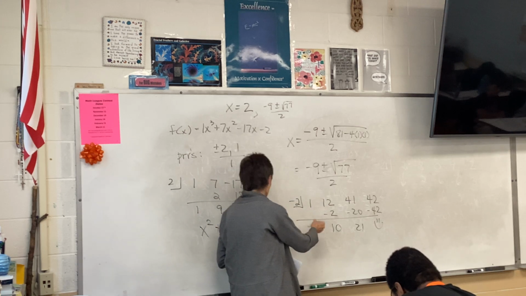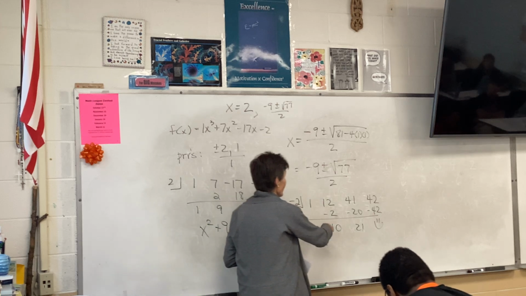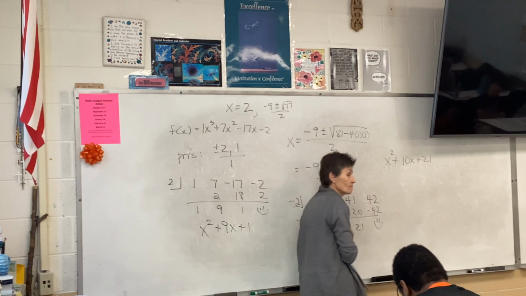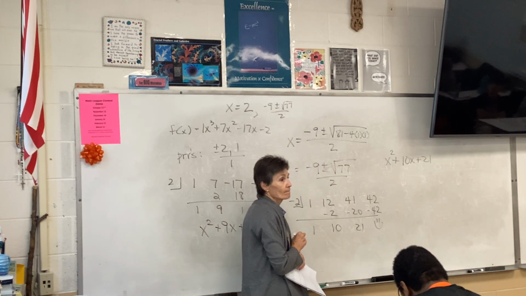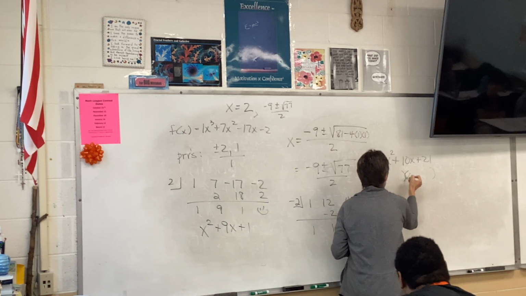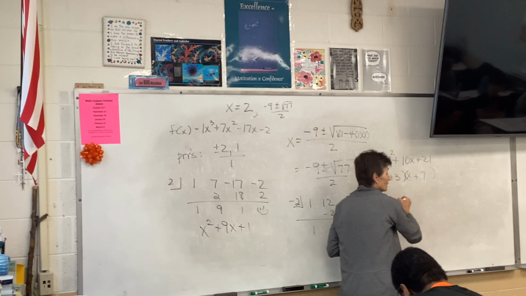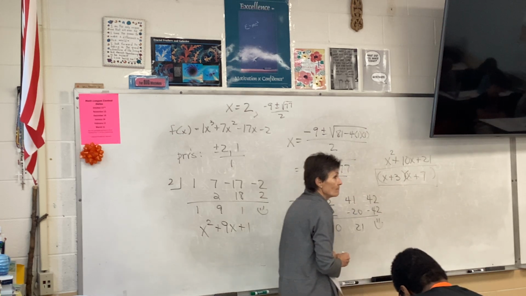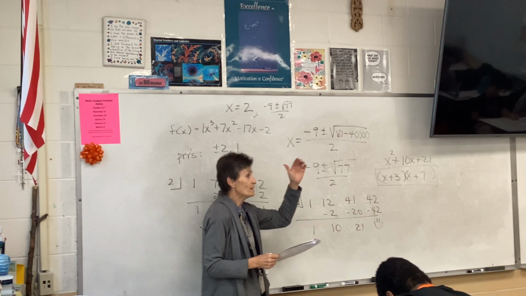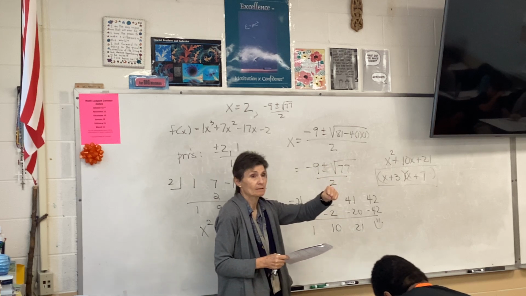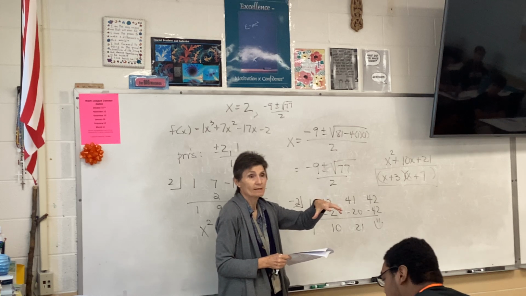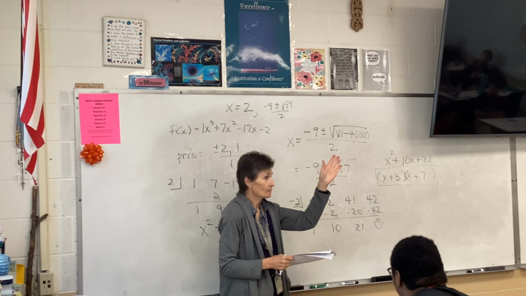Take what's left, just like this one over here. Take what's left, which is x squared plus 10x plus 21, and factor it. How does that factor? X plus 3, x plus 7. There's the answer to the question. It said find the other factors. So recap, we divided out the one they gave us and factored what was left. Got it?